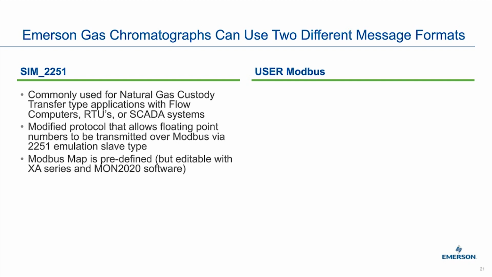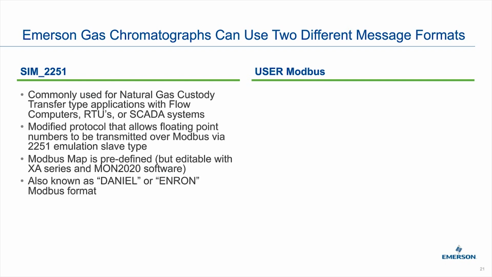On older GCs, the Modbus map, well, on all GCs, the Modbus map is predefined. So a SIM2251 Modbus map always looks the same. The advantage of that is a lot of flow computers and RTUs and SCADA systems have this pre-configured, all ready to go, and so there's very little editing required, or usually no editing required by the end user for setup of the Modbus map. Now, on the XA series of GCs, you can edit that Modbus map, so you can add things or take things away from that Modbus map if you want.